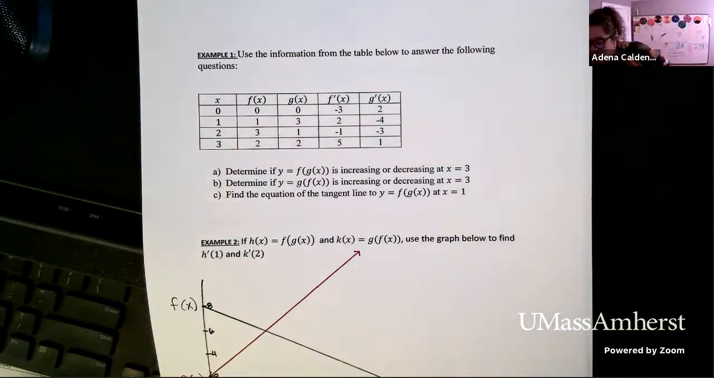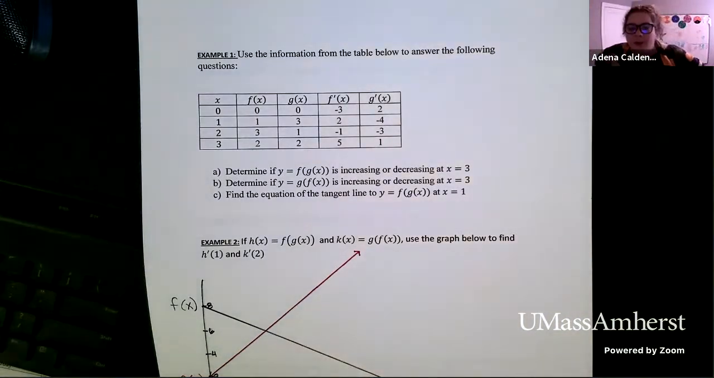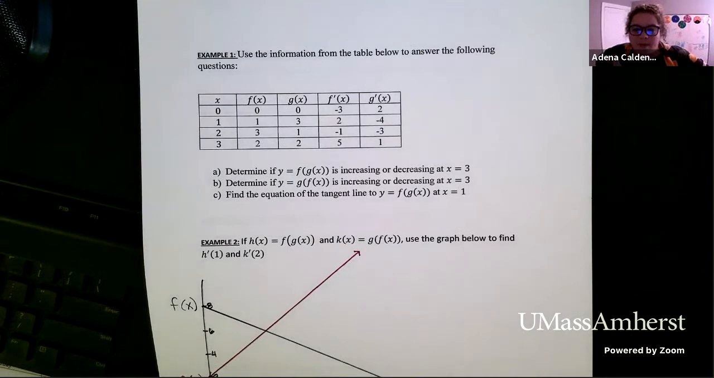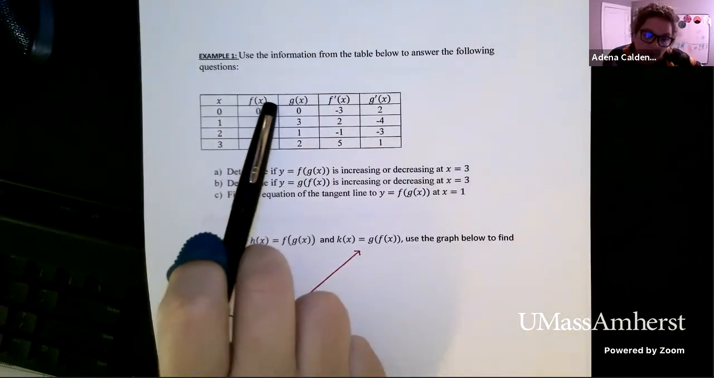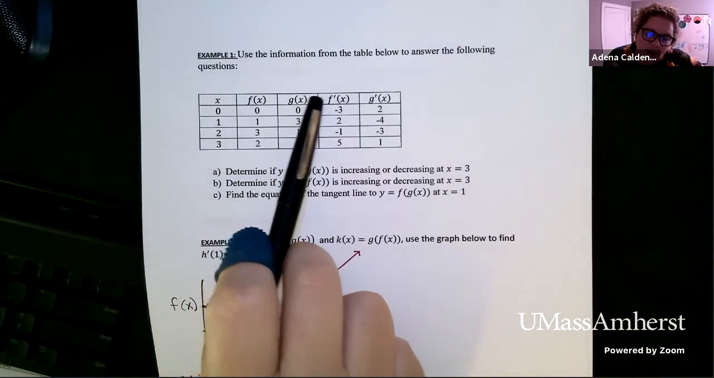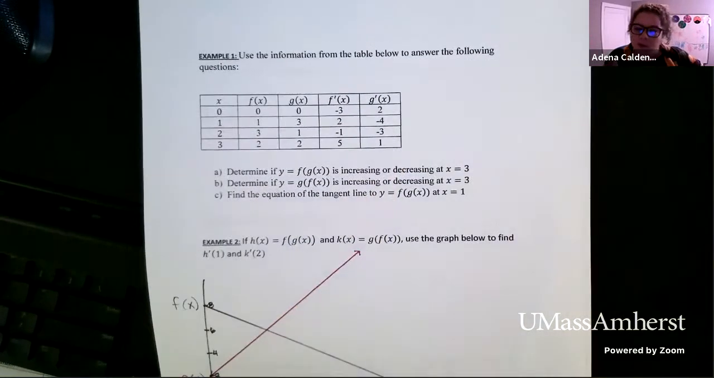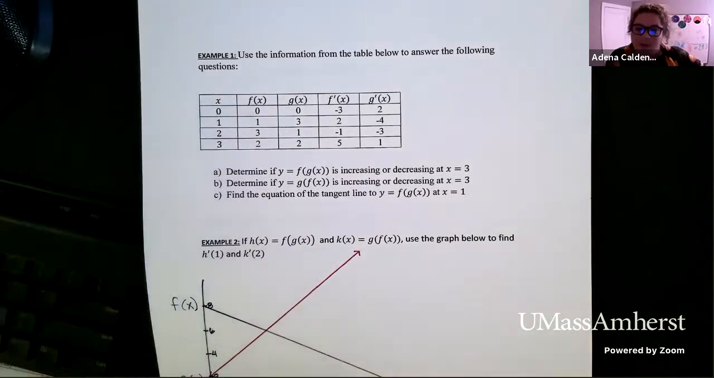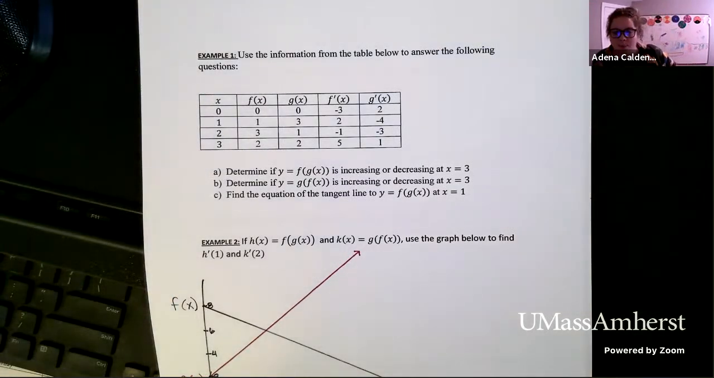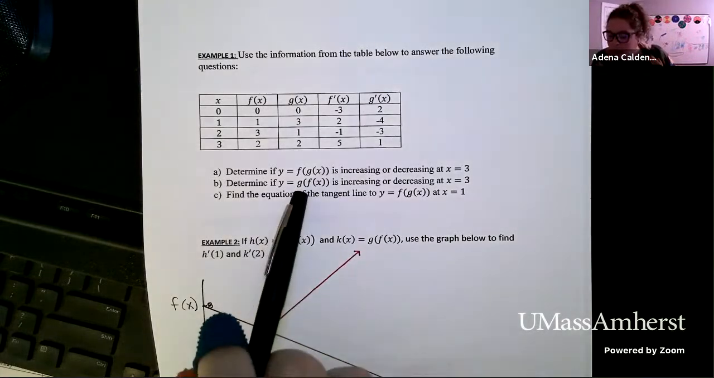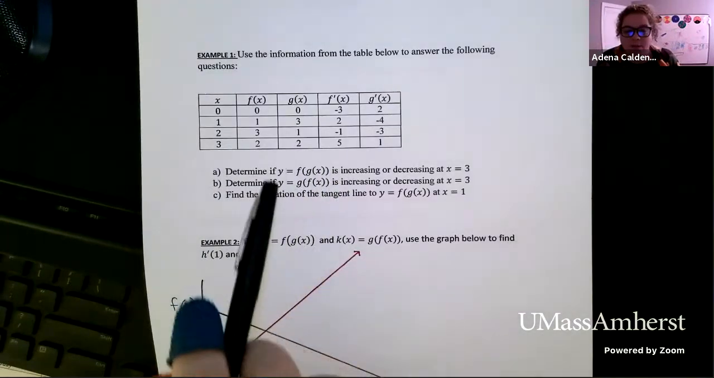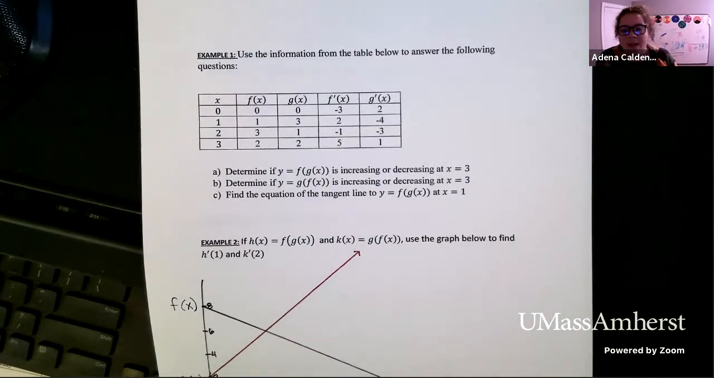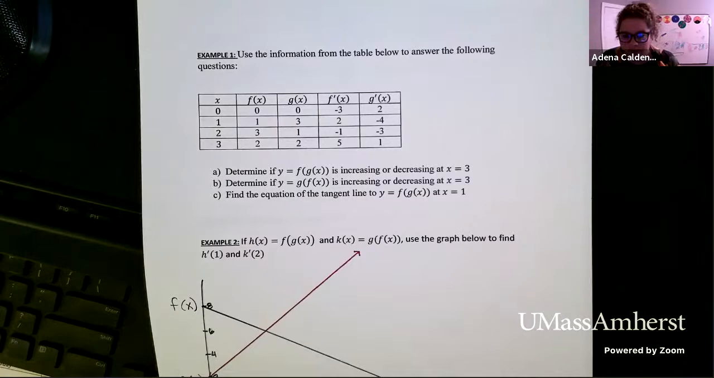Okay. So here we're going to start with an example. Use the information from the table below to answer the following questions. Notice that in our table, we have values for f of x, for g of x, for f prime of x, and for g prime of x. And then we have information at 0, 1, 2, and 3. So we want to determine if the function y equals f of g of x, so this is a composite function, is increasing or decreasing at x equals 3.